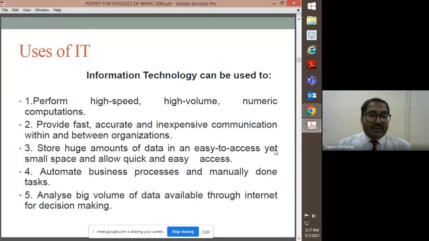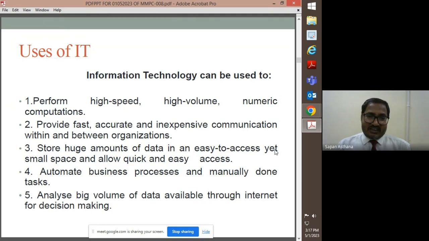When we talk about analyzing the big volume of data available through the internet for decision making, definitely this is possible by the information system only. You have huge data, and how are you going to interpret it, analyze it, and draw various important decisions? This is possible by this system only.